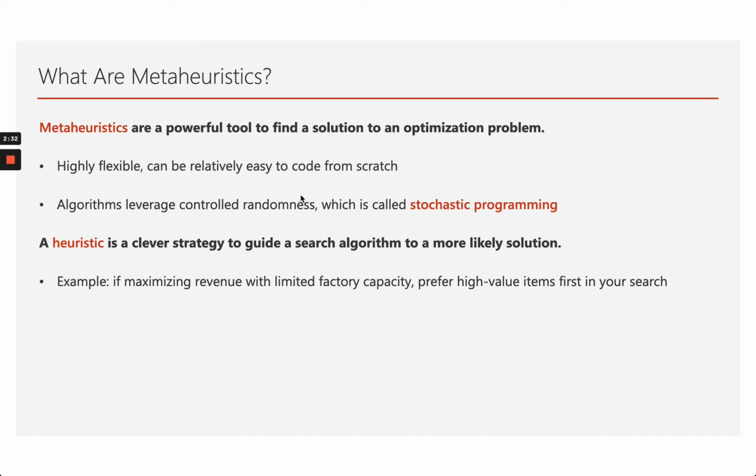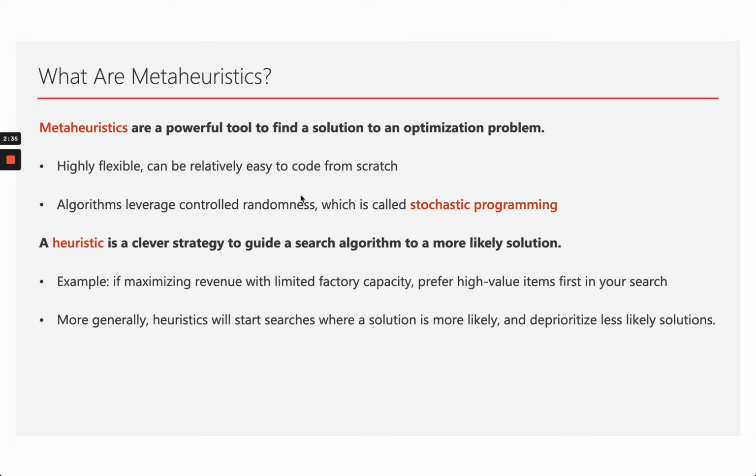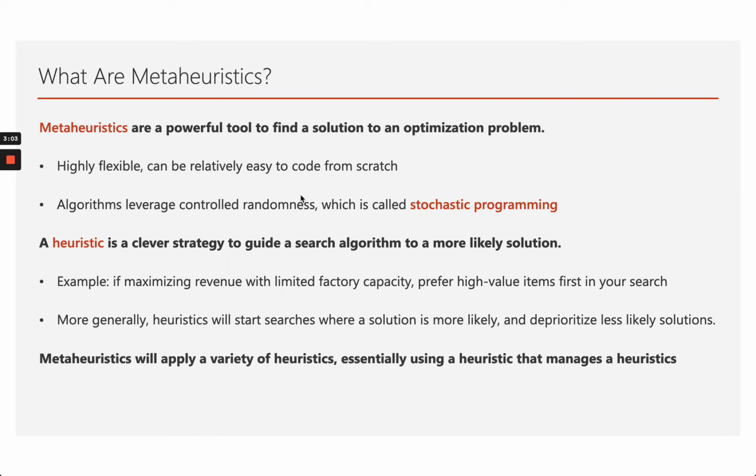We'll see many examples of heuristics today, but more generally, heuristics will start searches where a solution is more likely, and they'll deprioritize less likely solutions. So I always like to go back to that example: if we're trying to maximize revenue with limited factory capacity, I want to look at the most high-value items first. We'll talk about that more later today. And so metaheuristics apply a variety of heuristics, essentially using a heuristic that manages heuristics. Now, this sounds really complicated, but when I show you an example, you'll probably realize this isn't so bad.